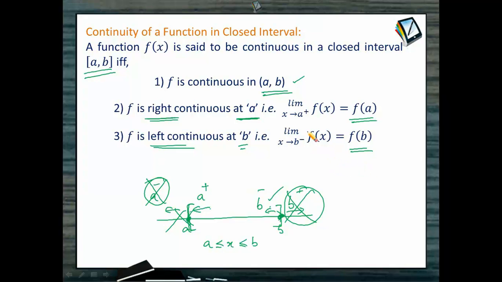Right? So when do we say a function is continuous on a closed interval? If it is continuous at every point within the domain A to B, that is on the open interval A to B, and at the endpoints the condition is different. At the leftmost point the function must be right continuous, and at the rightmost point the function should be left continuous, right? If the function satisfies these 3 conditions, then we say the function is continuous on the closed interval A to B.